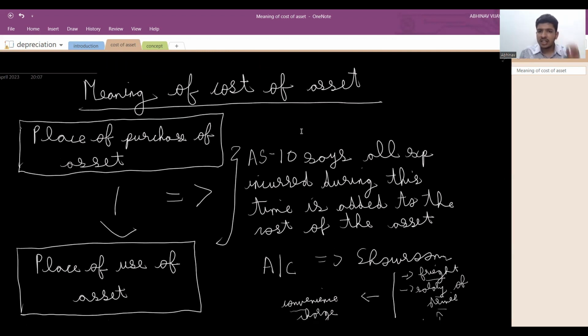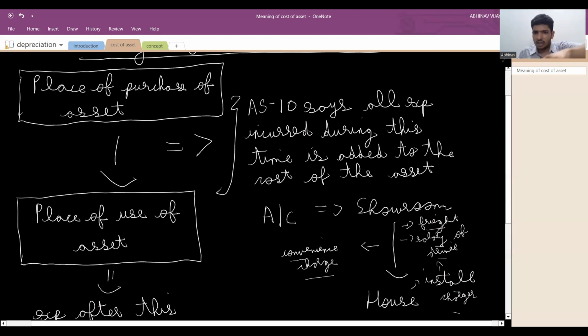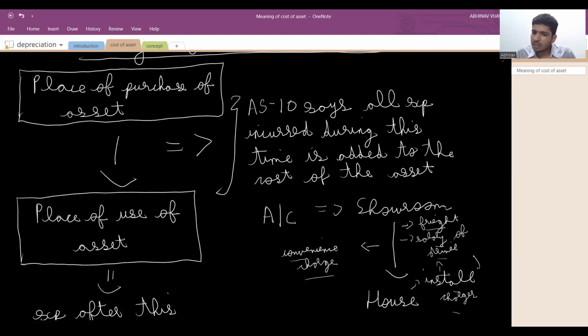Now, AS 10 says all expenses incurred during this time are added to the cost of the asset. That is, from the place of purchase to the place of use of the asset. The entire expenses incurred during this process or this time gap should be added to the cost of the asset. So the entire cost of freight, salary, convenience charge, or installation charge. Installation charge also comes before it's brought to the place of use of the asset. That's how it's calculated.